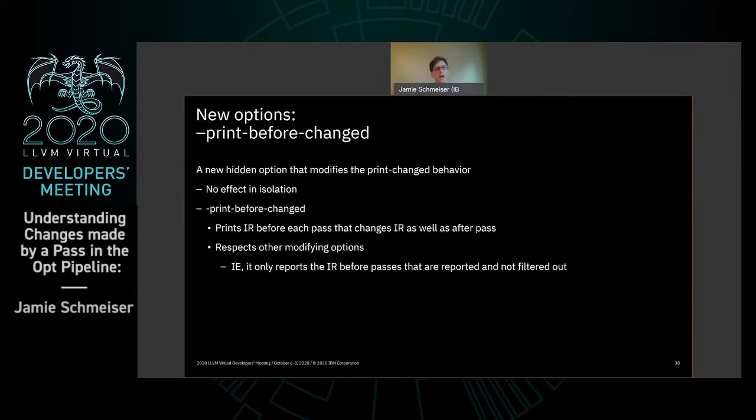There is a new hidden option, Print Before Changed, that modifies print changed to also print the IR before any pass that changes the IR. The usual filtering still applies, including other modifying options. This option has no effect unless used in conjunction with print changed.